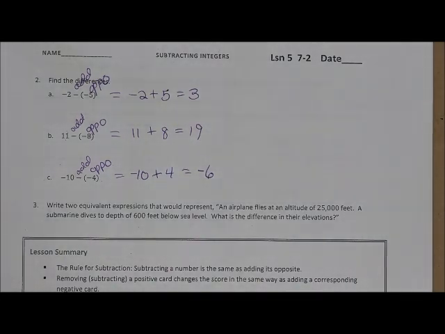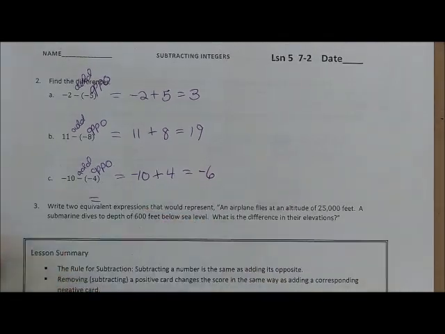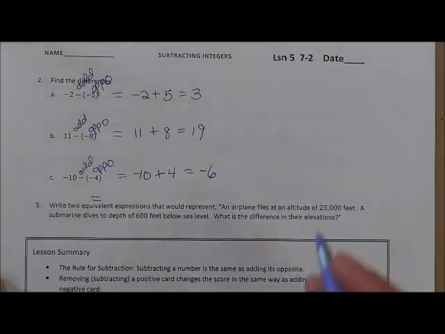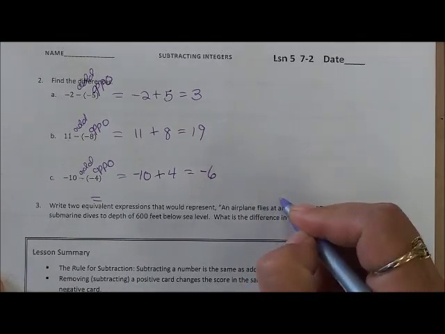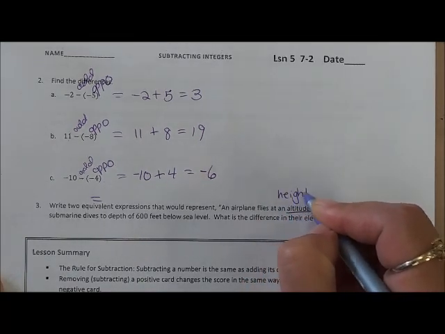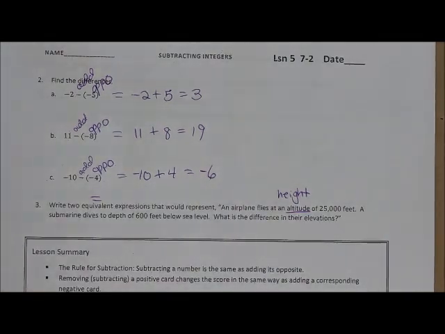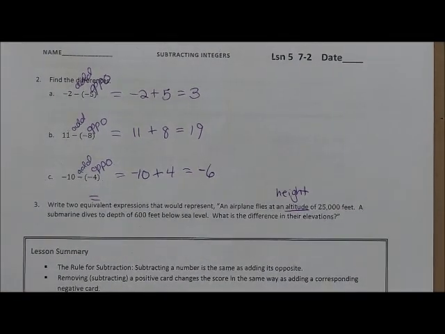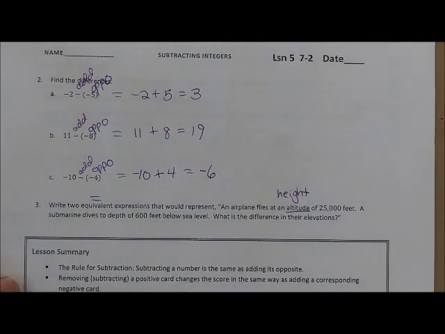Okay, we're going to do a little bit of a word problem here. It says write 2 equivalent, which means equal, expressions, meaning I don't have an equal sign, that would represent an airplane flies at an altitude of 25,000 feet. You're going to want to know this word because it'll come up in word problems. Altitude is height. So this is basically saying write the same thing 2 different ways. So I have an airplane flies at an altitude of 25,000 feet.